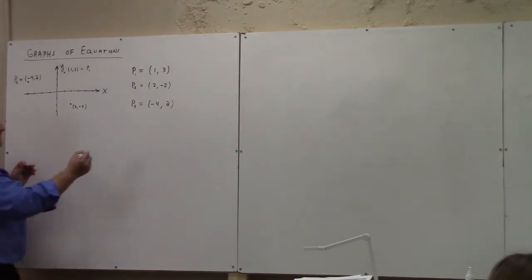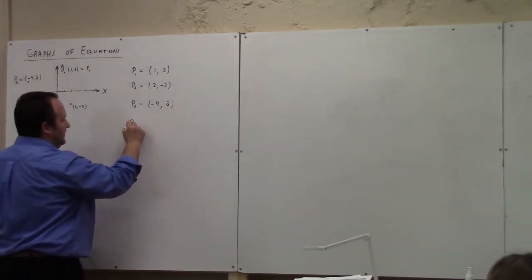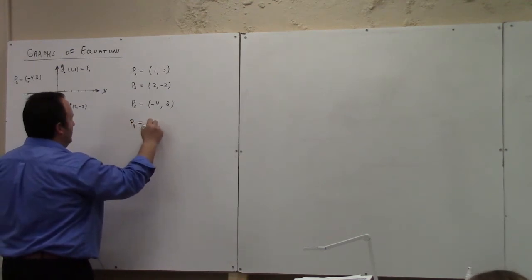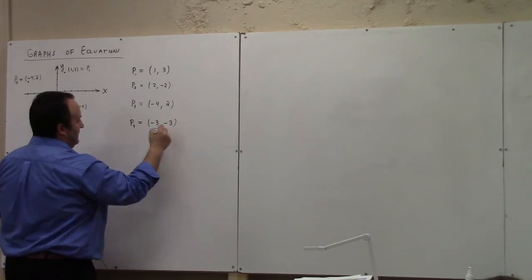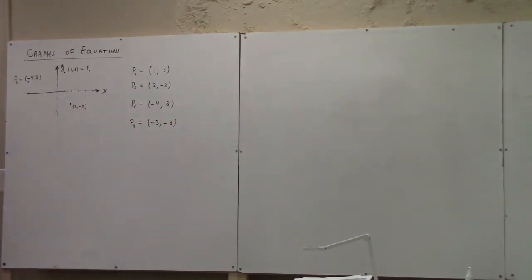One more example. P4, I'll do, say, (-3, -3). So we go 3 to the left, and then we go 3 down. So it's about like right here.